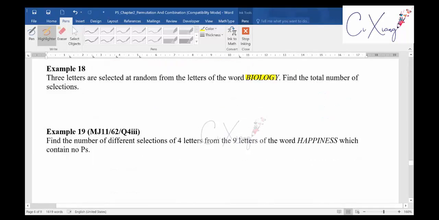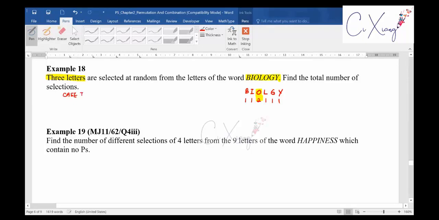Let's say I have the word biology, and then I want to select 3 letters from the word biology. Okay, so if you look at biology, you have B, I, O, L, G, Y. There are 6 letters here. You have 1 B, 1 I, 2 O, 1 L, 1 G, 1 Y. So you can see that there's a repeated or identical item here, which is 2 O. Okay, so when you want to try to select the letter O here, you need to be very, very careful. Okay, so what you do now is you need to list it out case by case.